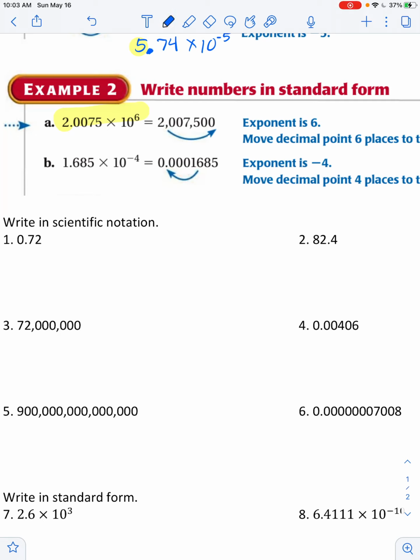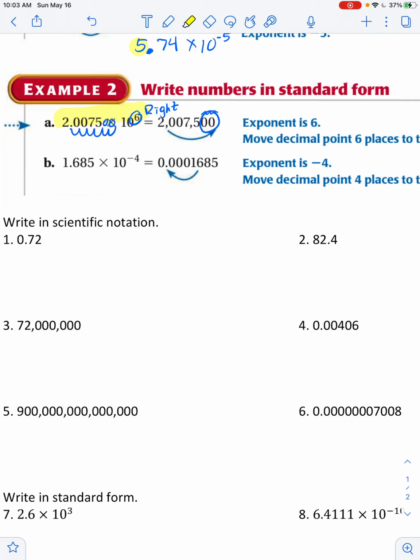Well, this one in a lot of ways is easier. I have my 2, I have my decimal, and then this is telling me, because it's positive, I'm going to move from that spot 6 to the right. So that's what they did to come up with their final answer: they moved 1, 2, 3, 4, 5, 6, and because they needed 2 more spaces, they filled those spaces with these zeros.